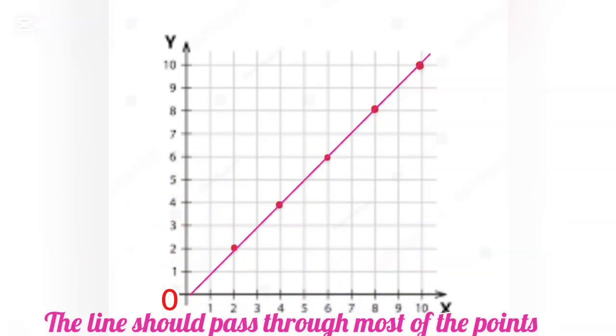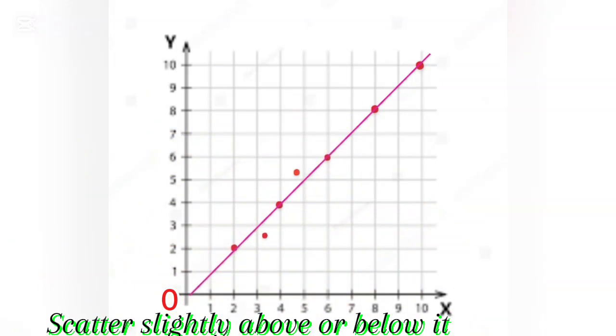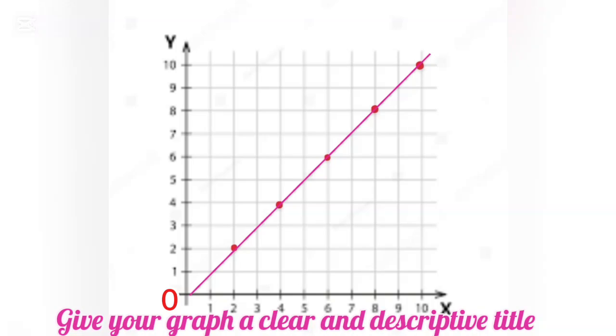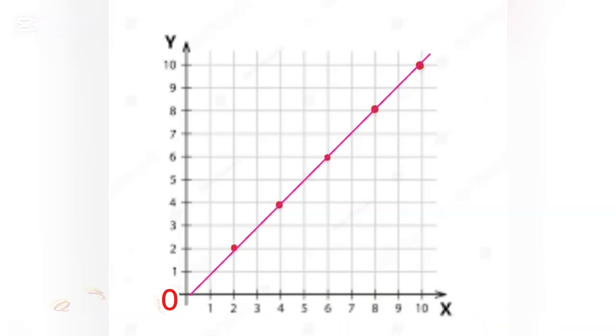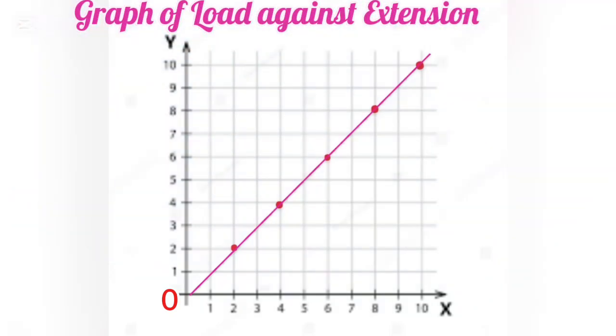The line should pass through most of the points, with the points that are not on the line scattered slightly above or below it. Now give your graph a clear and descriptive title. For example, you can say graph of potential difference against current or graph of load against extension.